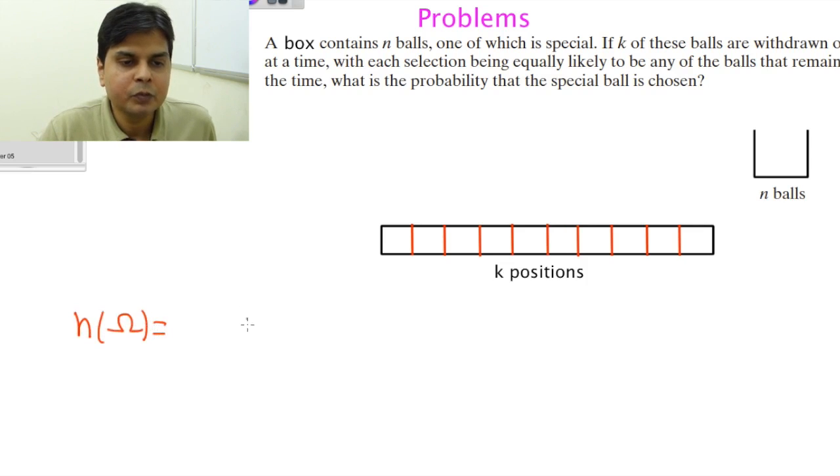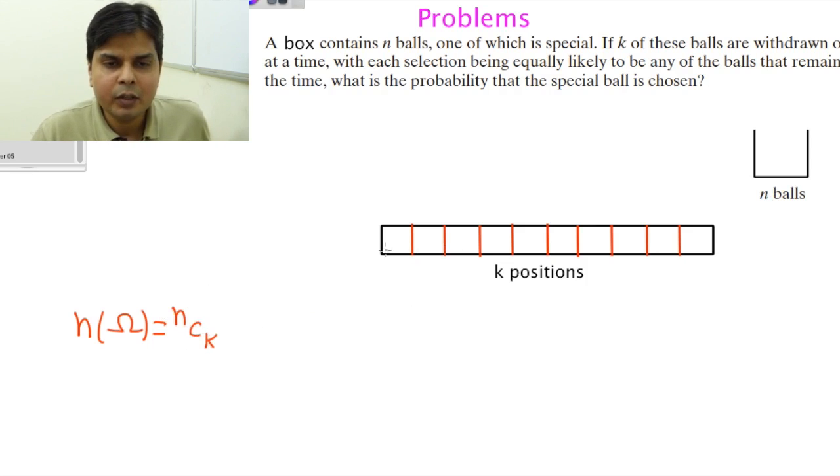So what is my sample space? The sample space will be the number of ways of drawing k balls from these n balls, that is nCk. I can draw them in nCk ways. Then you can arrange them also in different ways, so I can write nCk into k factorial. So this is my sample space.